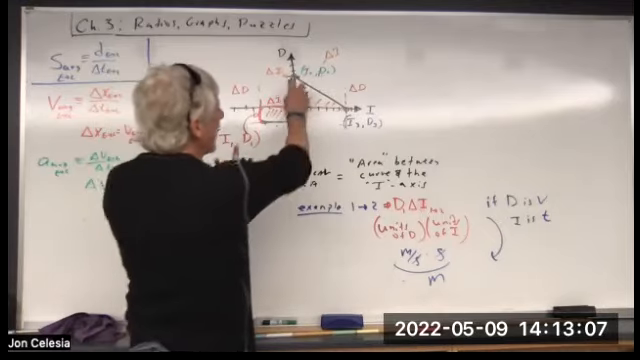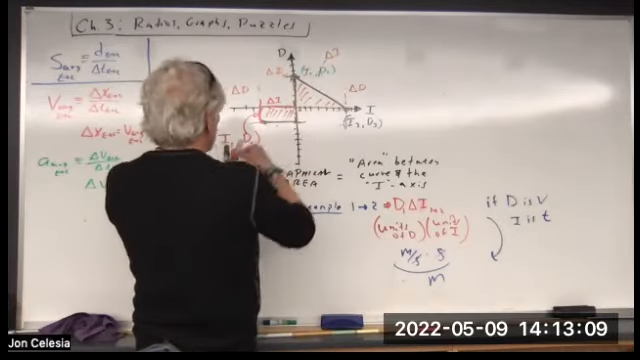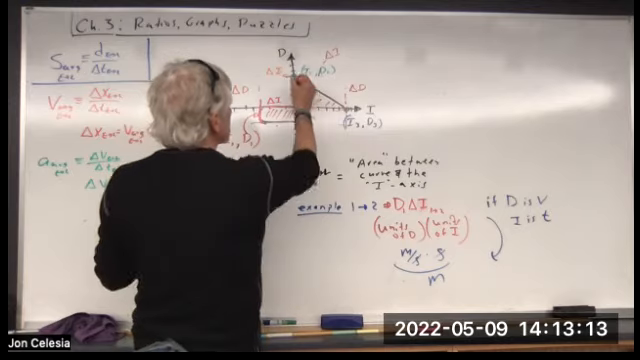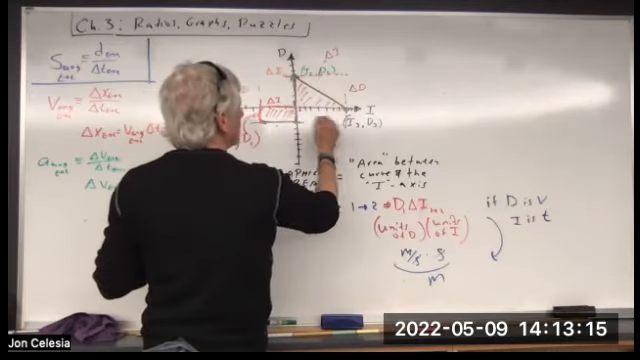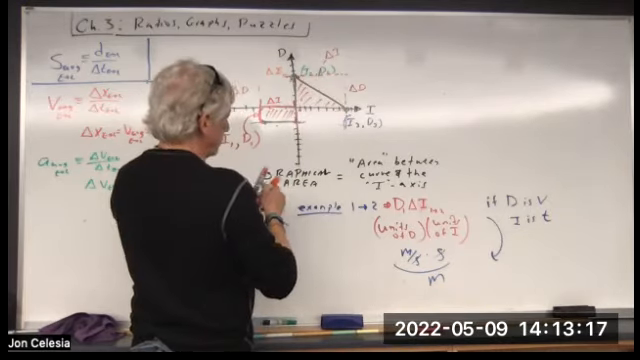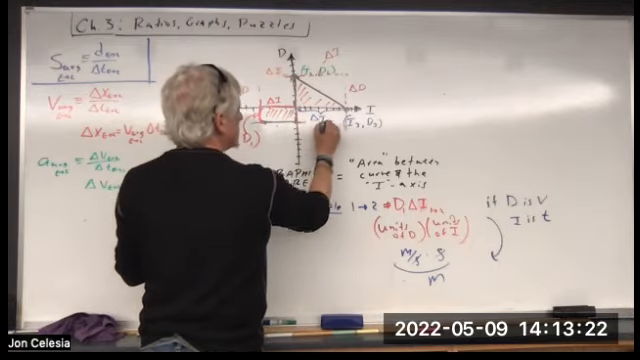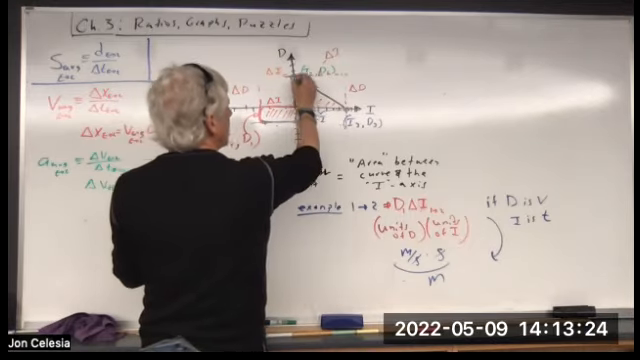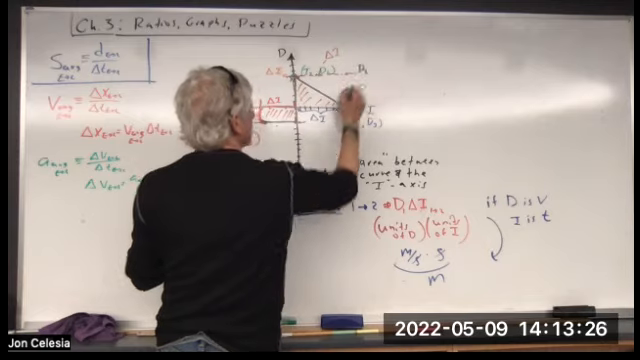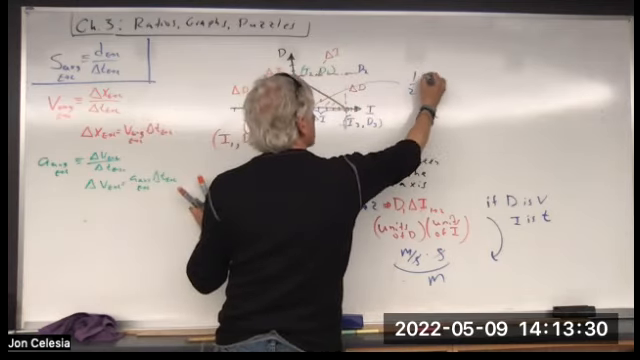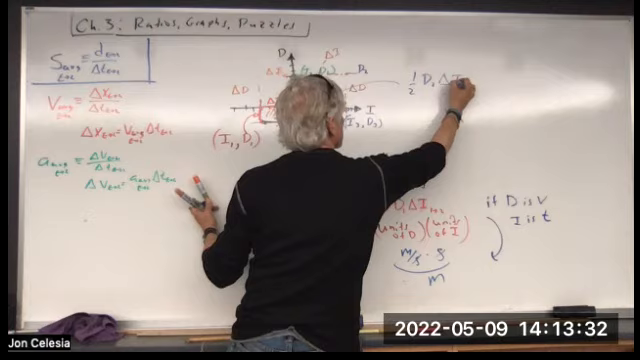Here, this is half of a rectangle. So it's half of this D value times the change in I here. So this would be change in I, and that would be D2. So that area would be 1/2 D2 times the change in I.